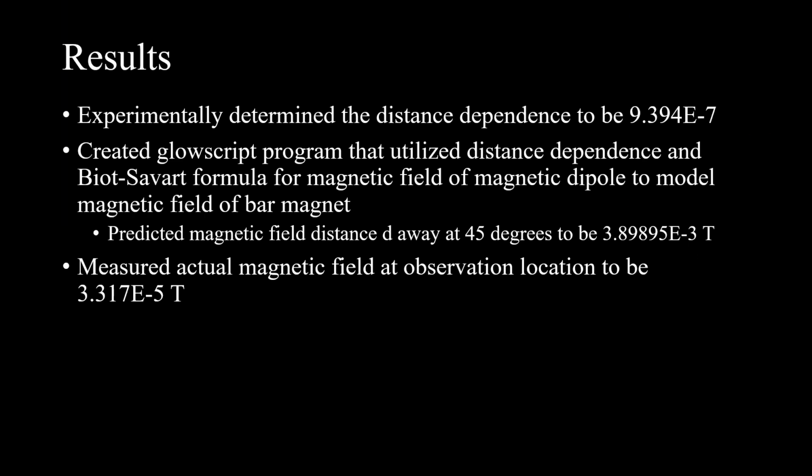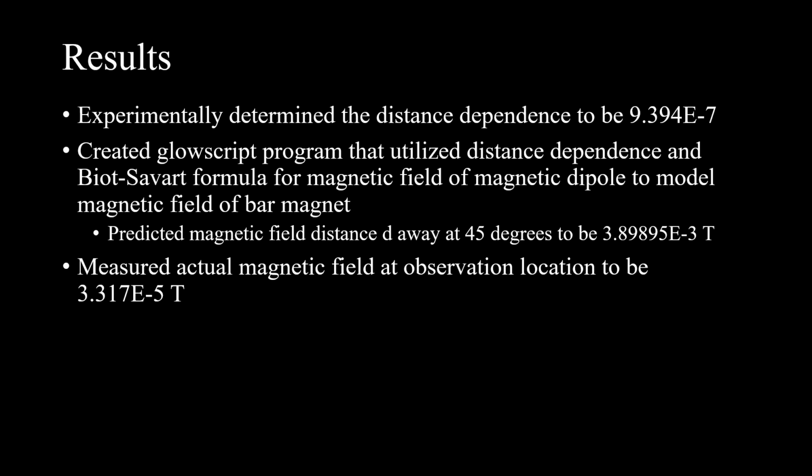We determined the distance dependence to be 9.394 times 10 to the negative 7th. We created a glow strip program that utilized the distance dependence and Biot-Savart formula for the magnetic field of a magnetic dipole to model the magnetic field of this bar magnet. We predicted the magnetic field at a distance d away at 45 degrees to be 3.89895 times 10 to the negative 3rd teslas.